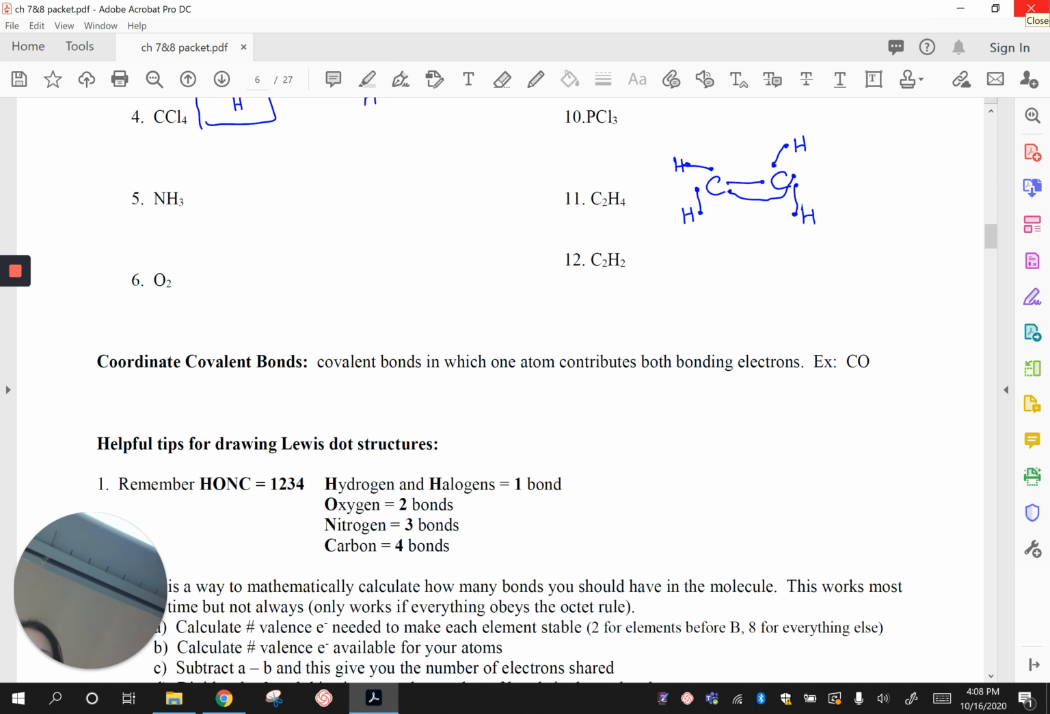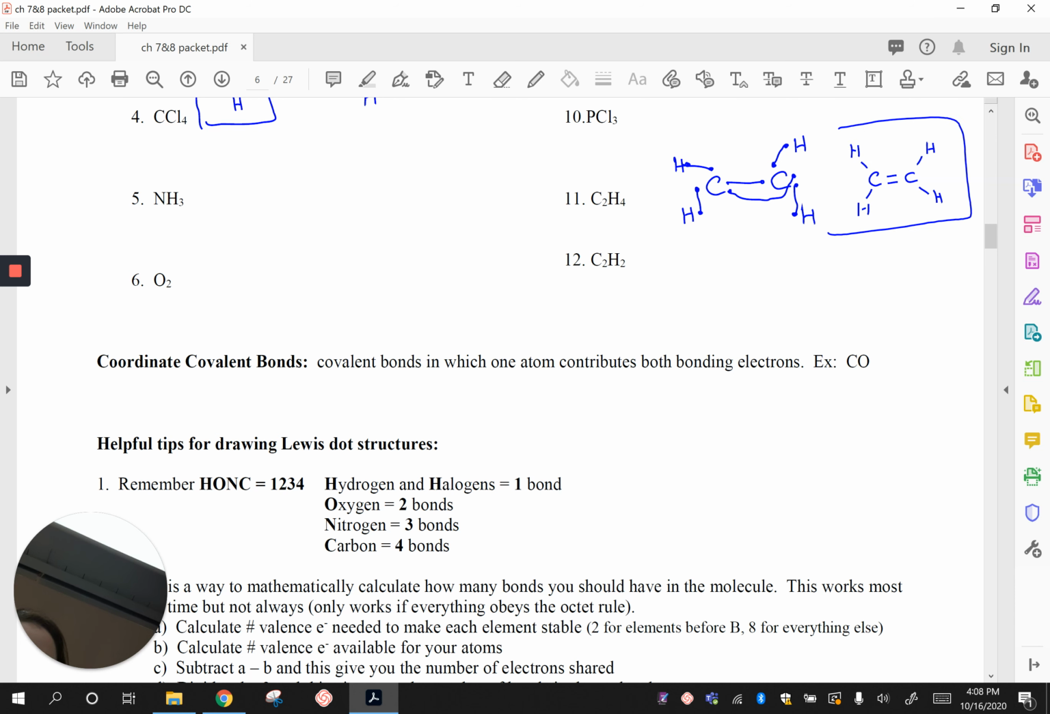So now make sure that you draw it correctly, or a little bit neater. So you would want to draw it like this.